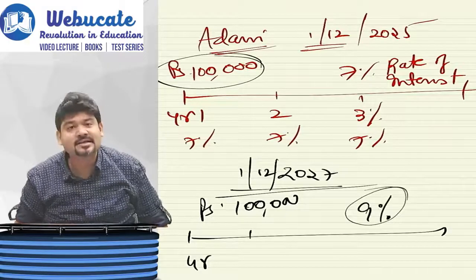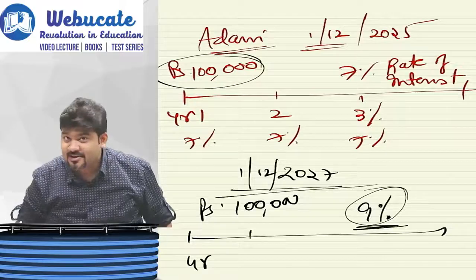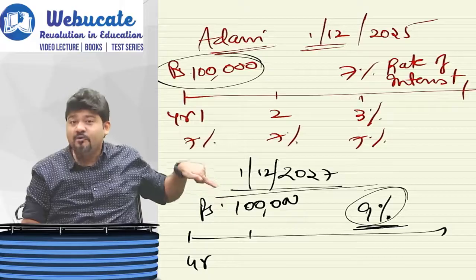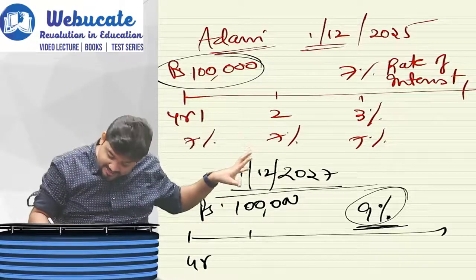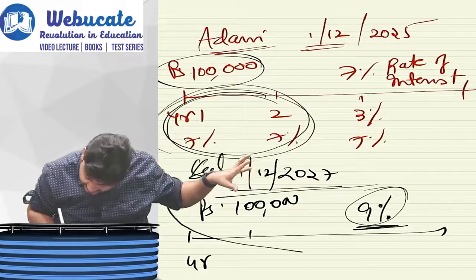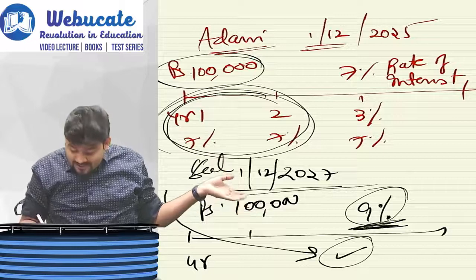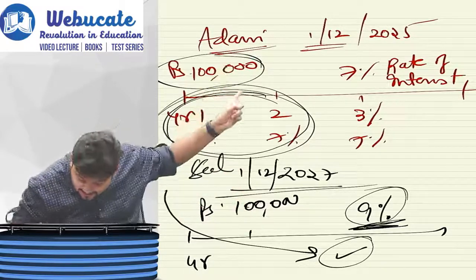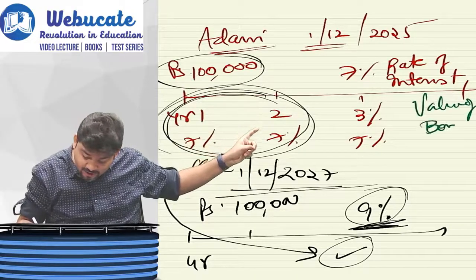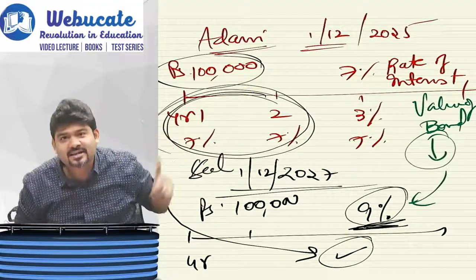The interest rates have increased. If the interest rates have increased, Adani will have to issue a bond at 9%. Now imagine, if he is going to issue a bond at 9%, what will happen? Everybody will sell this bond which is giving 7%. They will sell this bond and come here and say, let's purchase this bond. No, 9% we will be getting. Now what will happen to this bond as a result of this? The value of bond will go down because of the increase in interest rates.